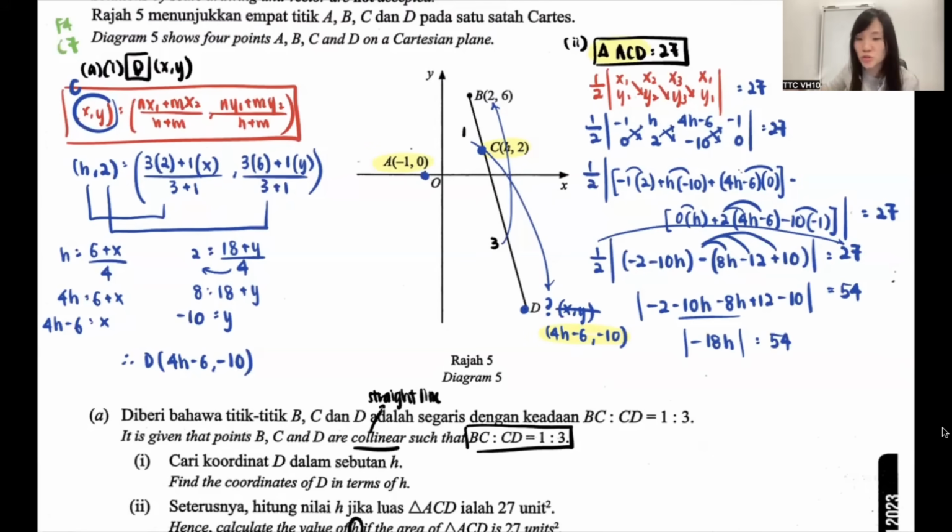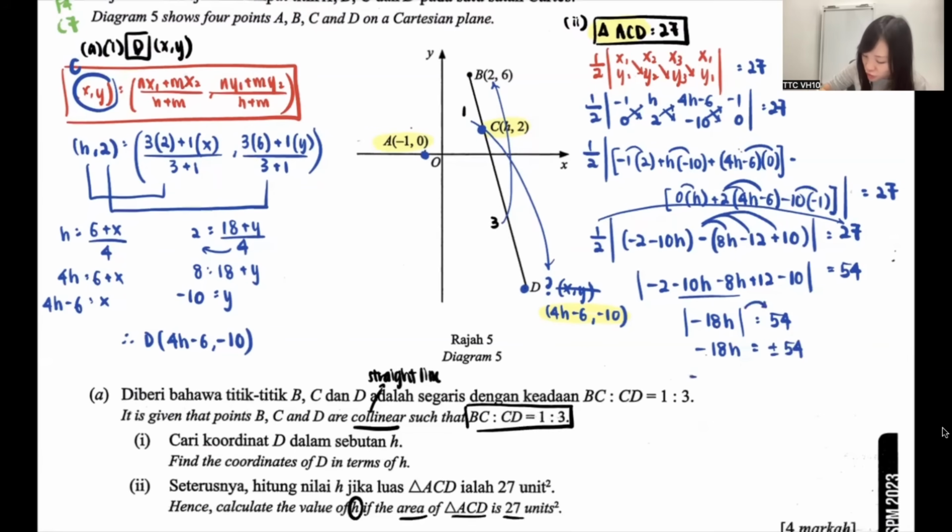How do I continue? Don't tell me, teacher, negative 18H come out from modulus. Cannot, my dear. There's a modulus, okay? There's an unknown H, cannot come out. But modulus, you guys can move it over. Become plus minus for the other side. So, negative 18H equals positive 54. Negative 18H equals negative 54. So one of the H answer will be 54 divided by negative 18. Do you guys get H negative 3? Another H answer will be positive 3.